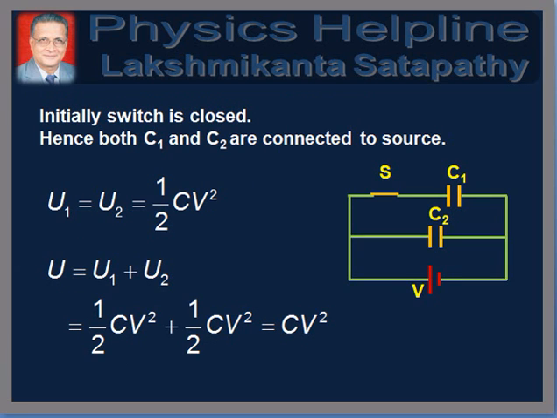Now we are in a position to solve the problem in the question using these concepts. Initially, the switch is closed. Therefore, voltage across each capacitor is equal to V, which implies that energy stored in each capacitor is equal to 1/2 CV². Therefore, total energy stored in the combination is U = U1 + U2 = 1/2 CV² + 1/2 CV² = CV².